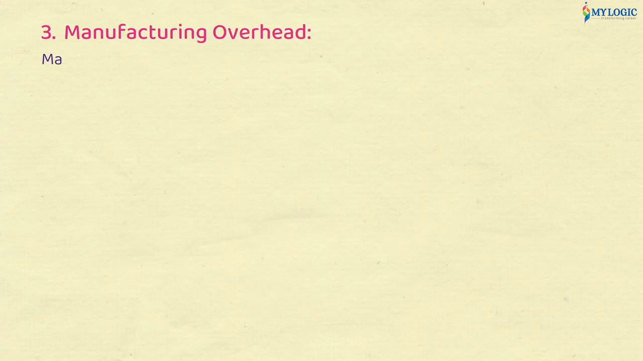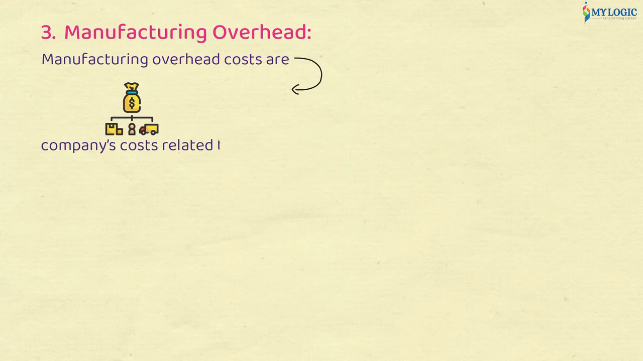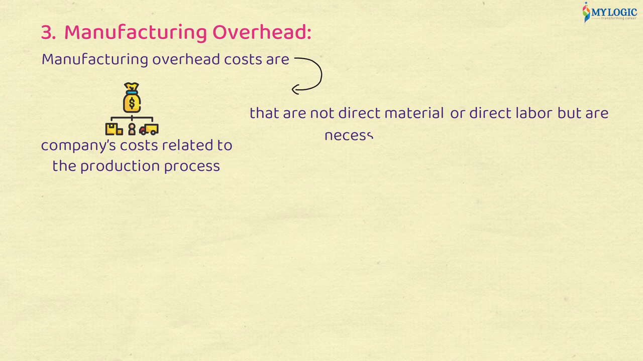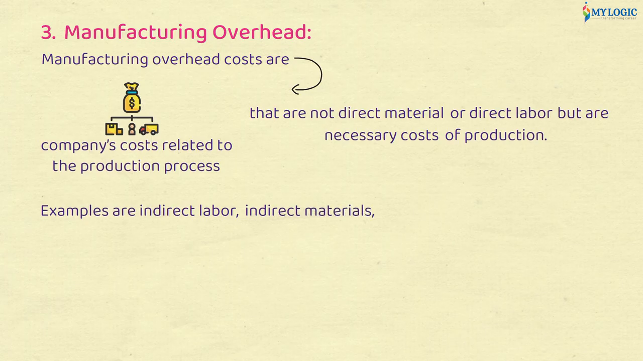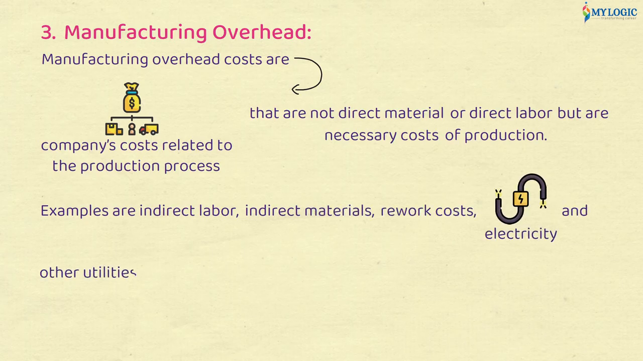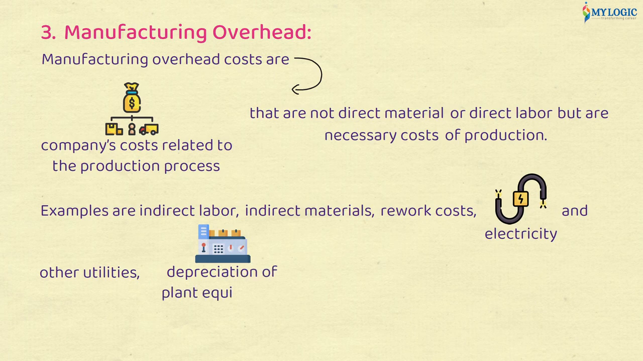Number 3. Manufacturing overhead. Manufacturing overhead costs are the company's costs related to the production process that are not direct material or direct labor, but are necessary costs of production. Examples are indirect labor, indirect materials, rework costs, electricity and other utilities, depreciation of plant equipment, and factory rent.